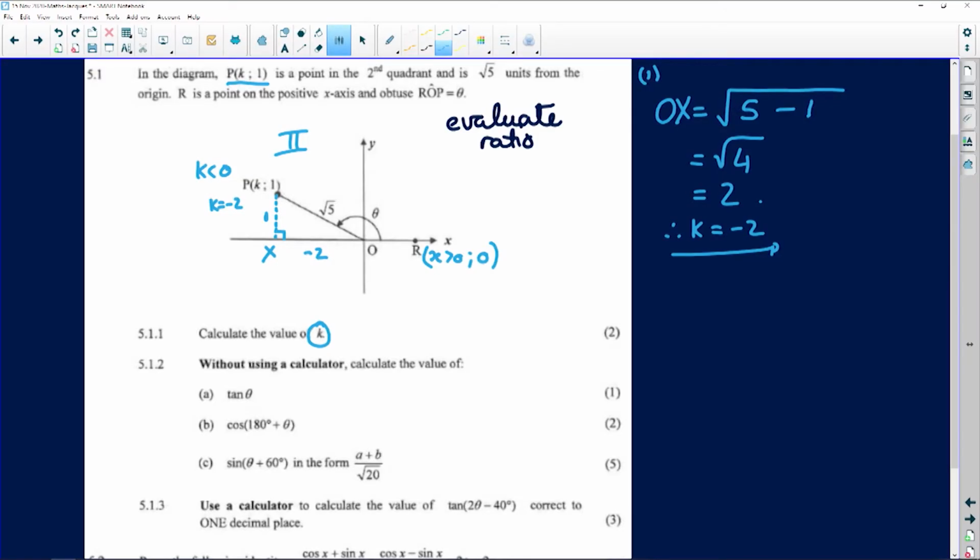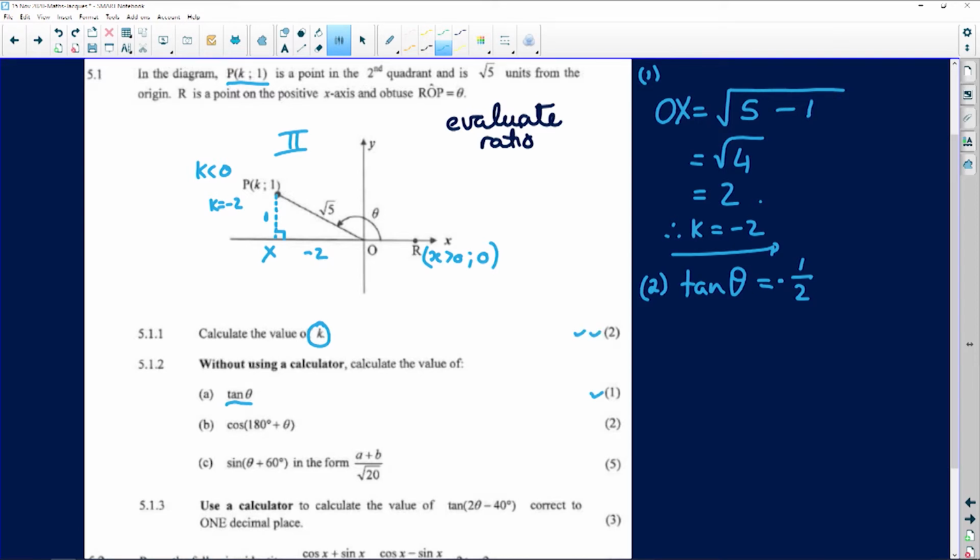Okay, let's read on. Without a calculator, calculate the value of tan theta. Now that's exactly the point I made, folks, we need the other sides. So without a calculator, for 1 mark, the tan of theta is opposite 1 over adjacent minus 2. So the tan of theta is indeed minus a half. 1 mark, we've got 3 marks so far.